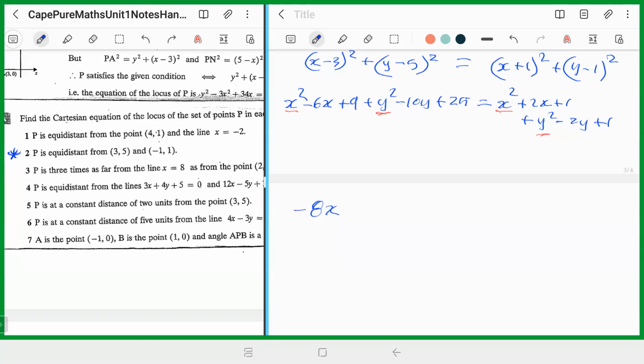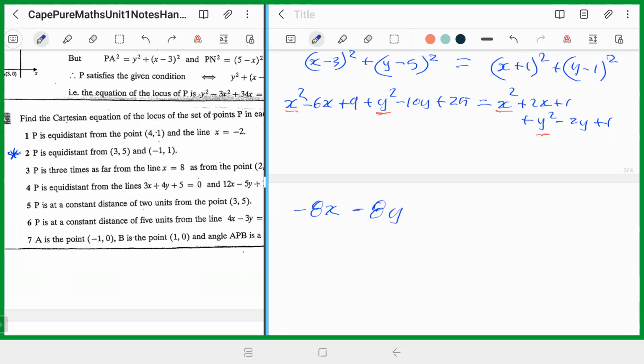Look at the x values. When you bring this over here, you're going to get minus 8x. You look at the y values now. This is minus 10y. This is minus 2y. This one comes up plus 2y. So I'm going to get minus 8y again.